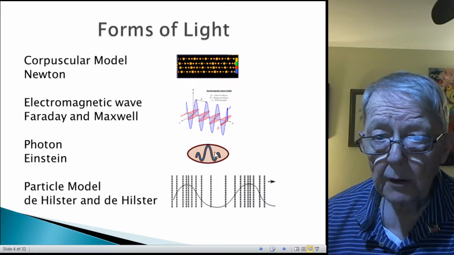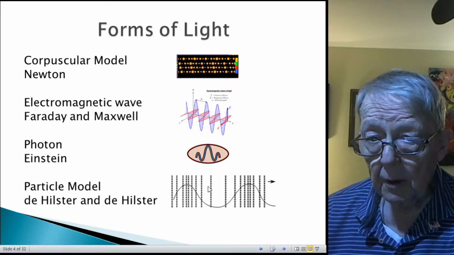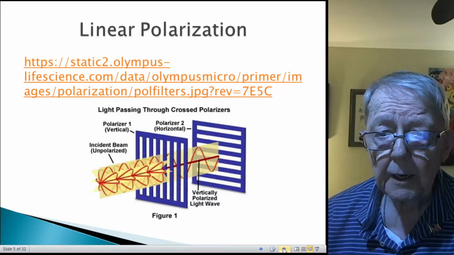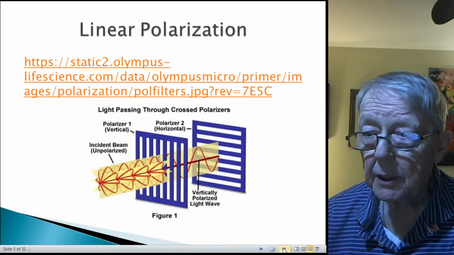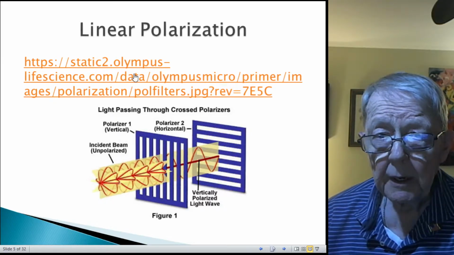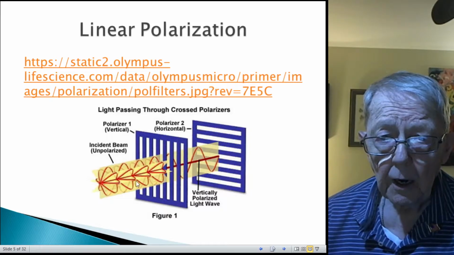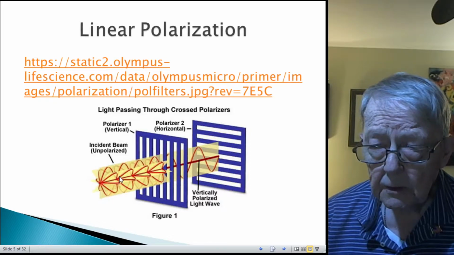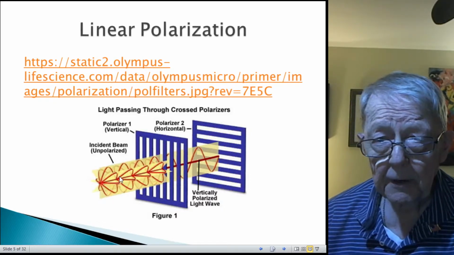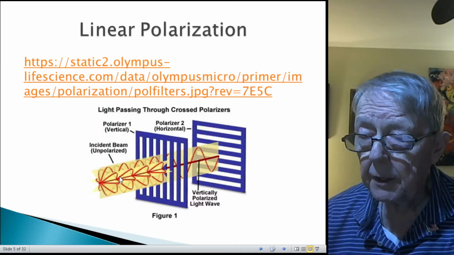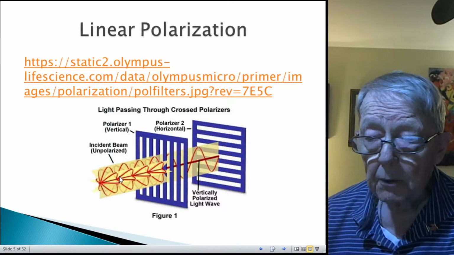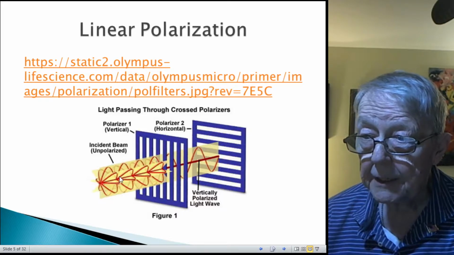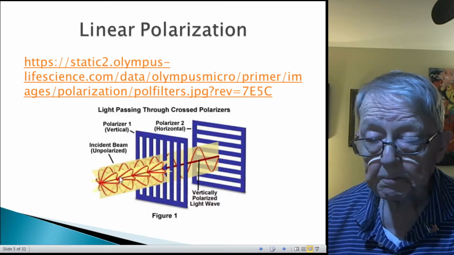You might argue, well, how can you make the particle model, for example, be polarized? But let's move on and look at what linear polarization really is, or how it is described. From this link, I got this picture of unpolarized light. It's supposed to be the electric and magnetic field, but very often when they get to this point of describing polarization, this is only the electric field, and you have to imagine that the magnetic field is moving along with it.